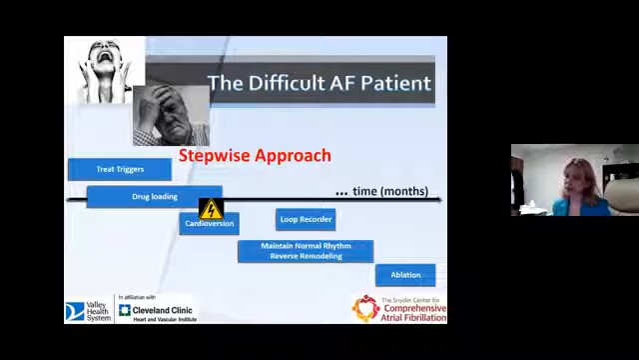It is still possible, however, to cure atrial fibrillation in those patients. You just need more time, and we often use a stepwise approach. So important, as I mentioned before, is always to treat triggers. You have to treat obesity, alcohol, stress, sleep apnea in order to be successful.